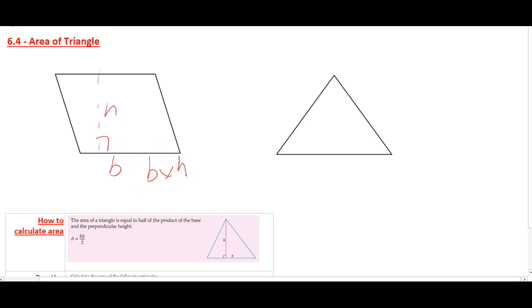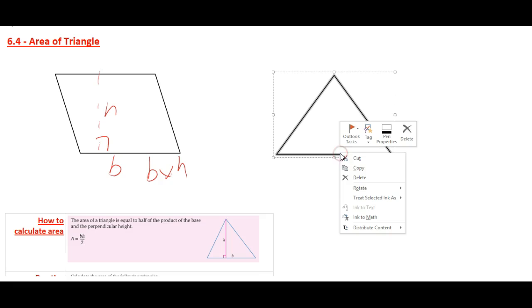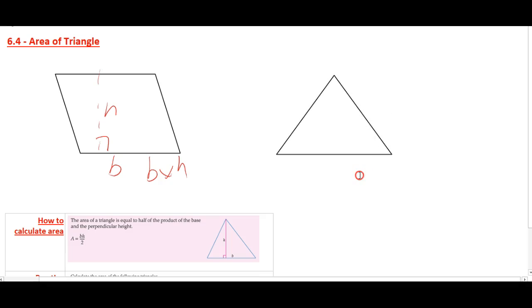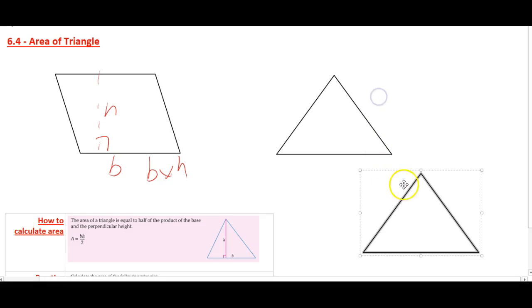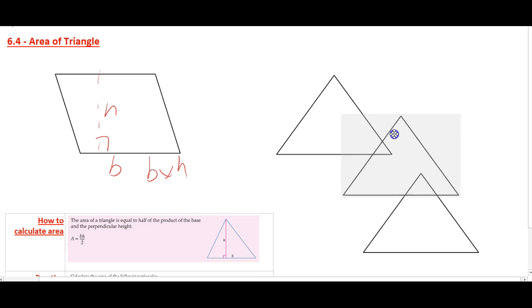Now, the area of a triangle is related to the area of a parallelogram, and I'm going to show you how. If you have any triangle, here's one that I've just inserted. Just to give you an example, if I copy this and create another one, I've got two triangles here.